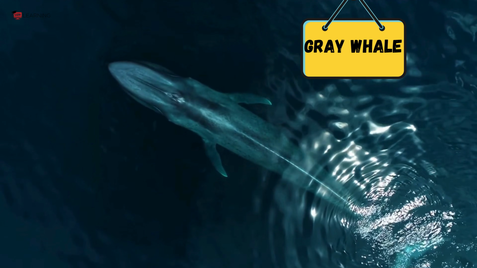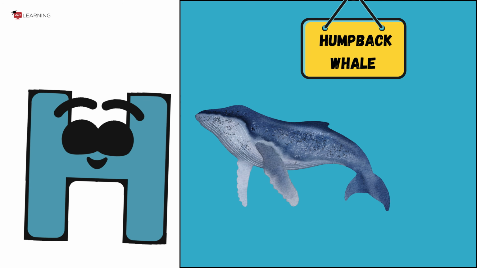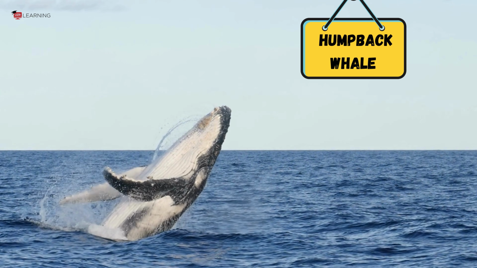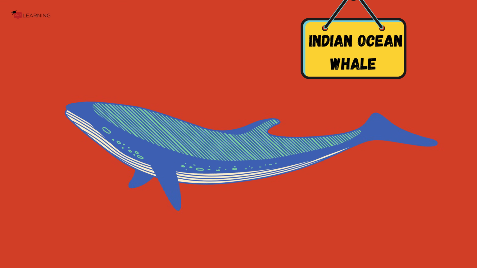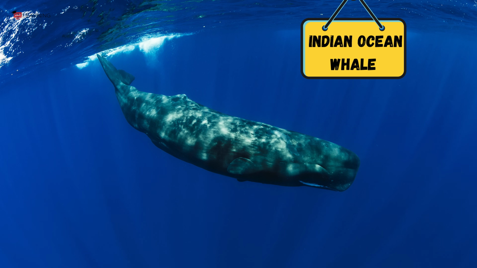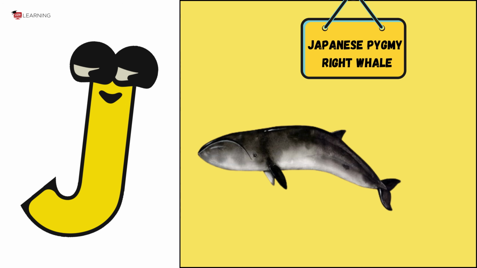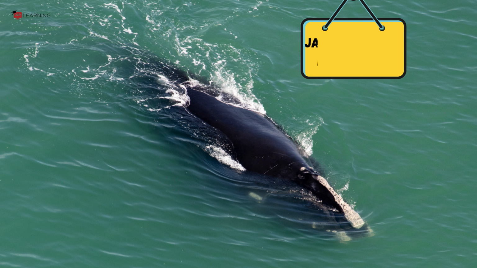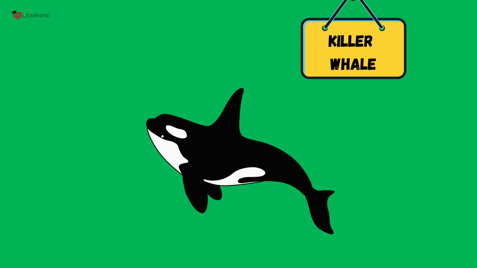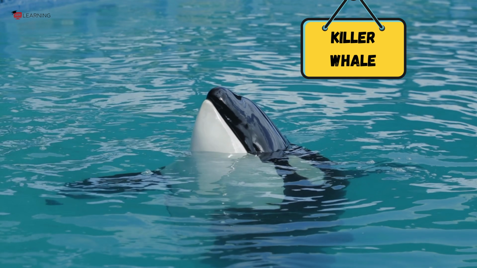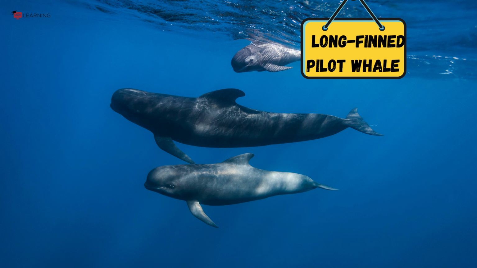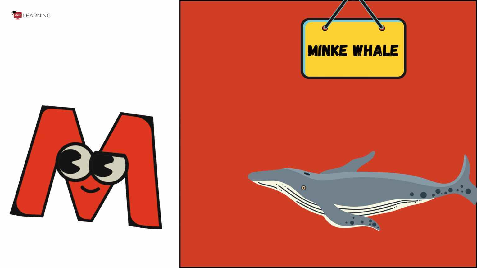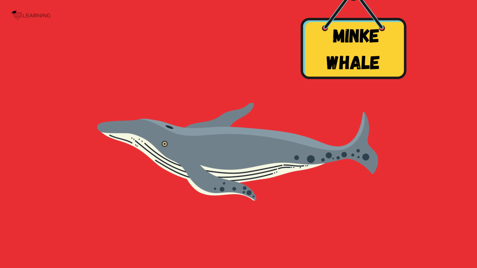H is for humpback whale. I is for Indian Ocean whale. J is for Japanese pygmy right whale. K is for killer whale. L is for longfin pilot whale. M is for minke whale.